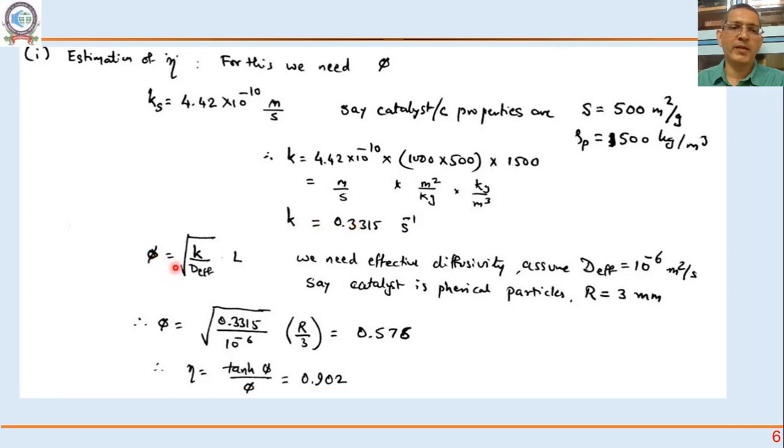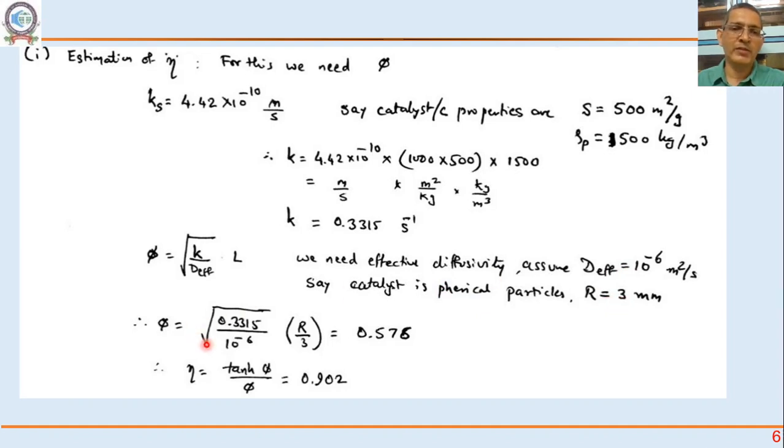So the effectiveness factor would be the square root of K times effective diffusivity divided by L. So we need the effective diffusivity. Assume that the effective diffusivity is 10 raised to minus 6 meter square per second. Just assume that right now. And the catalyst is spherical, so R is equal to 3.